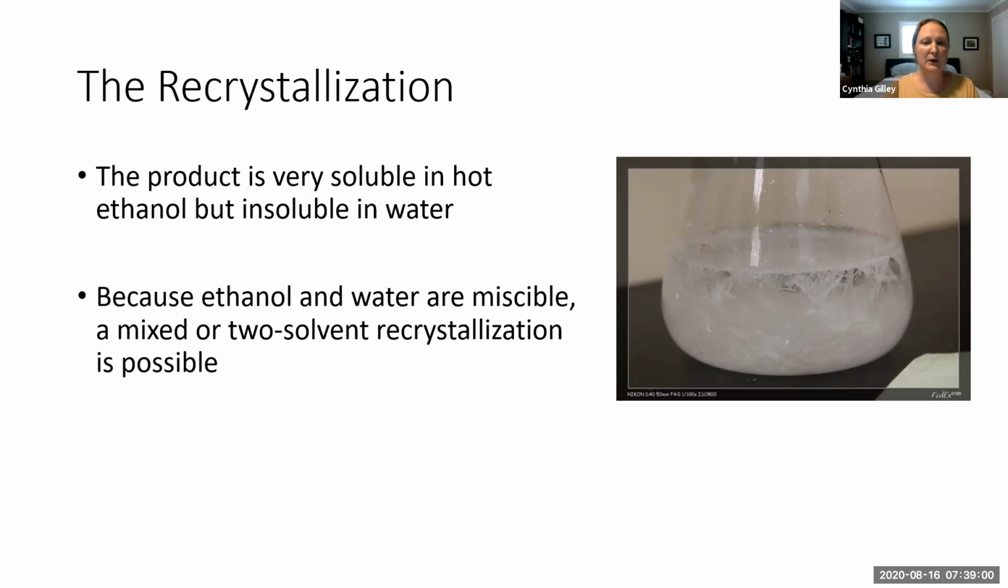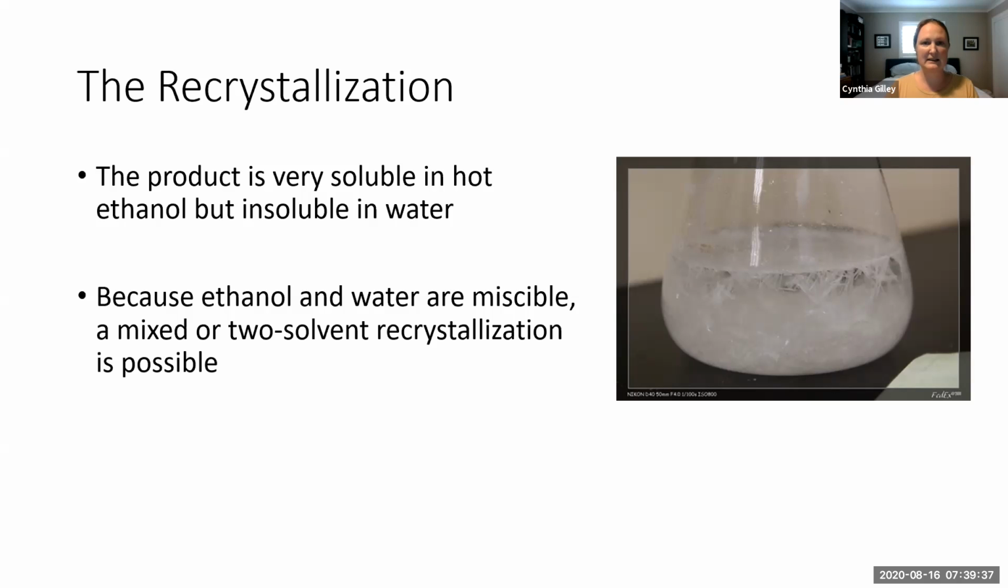One of the things that's noted about the ether product is that it tends to be very soluble in hot ethanol, but insoluble in water. We can take advantage of the fact that water and ethanol are miscible solvents and do what's called a mixed solvent or a two-solvent recrystallization system. Instead of just using water or ethanol, which we actually can't do, it's too soluble in ethanol for recrystallization and not soluble in boiling water. So we can't just use water, but we can utilize the mixed solvent to recrystallize.